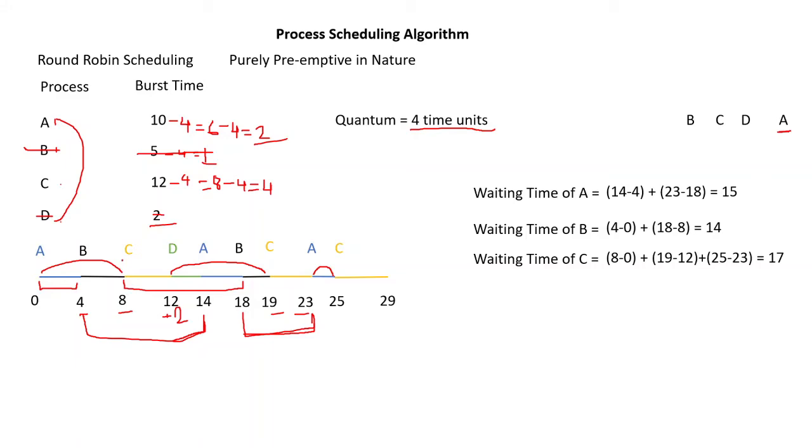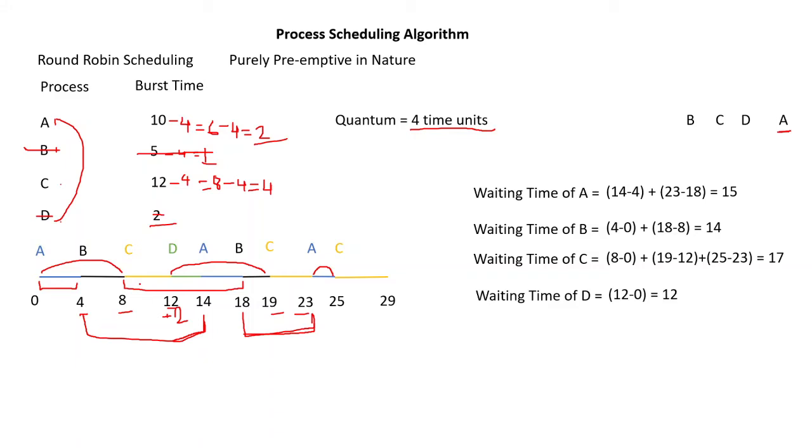And finally D had only one round of execution, and it was assigned to the processor at time point 12. So the wait time of D is from point 0 to point 12, that is 12.